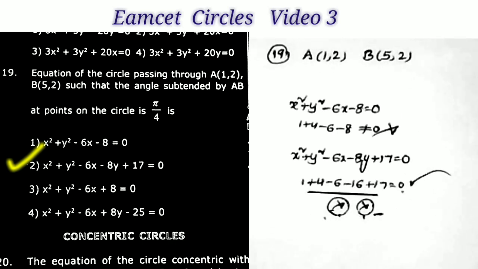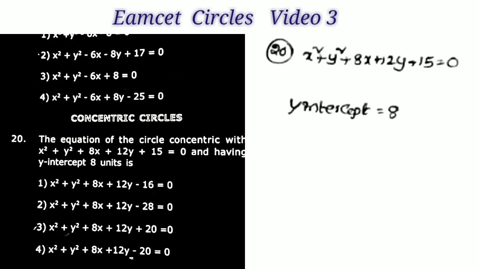So this is the only option which is satisfied by the given points, so this is the correct answer. Find the equation of the circle passing through the given points means just taking the verification. So the answer is the second option. Next problem, sum number 20.